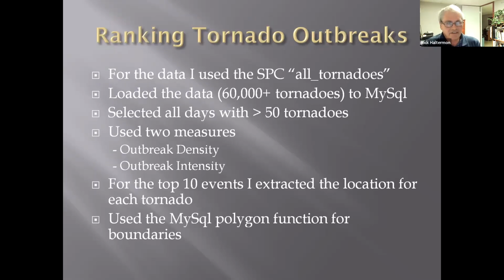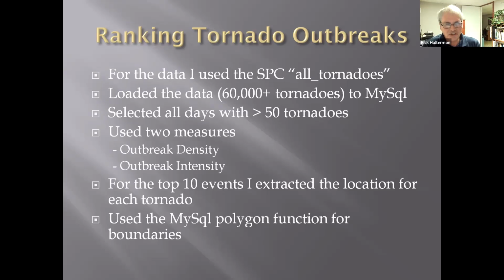Found some data. Fortunately, the Storm Prediction Center makes an all tornadoes text file available. That's all tornadoes from 1950 through 2019, and that's about 60,000 tornadoes in the file. I loaded them to a MySQL database to manipulate the data and then selected days that had more than 50 tornadoes.